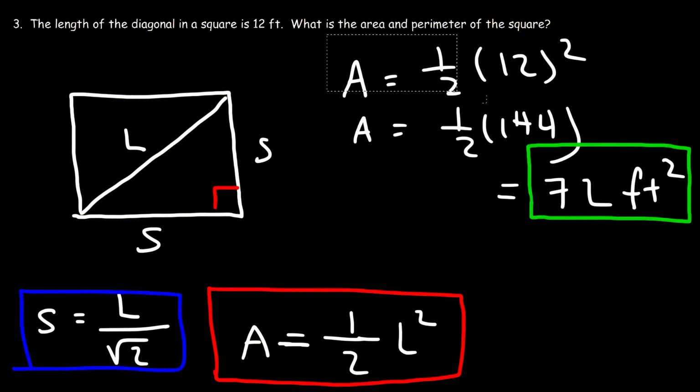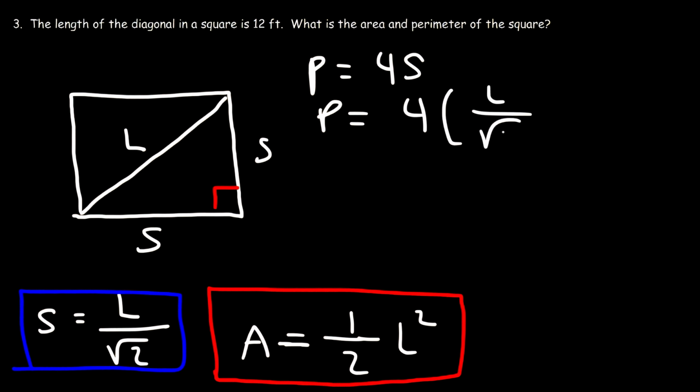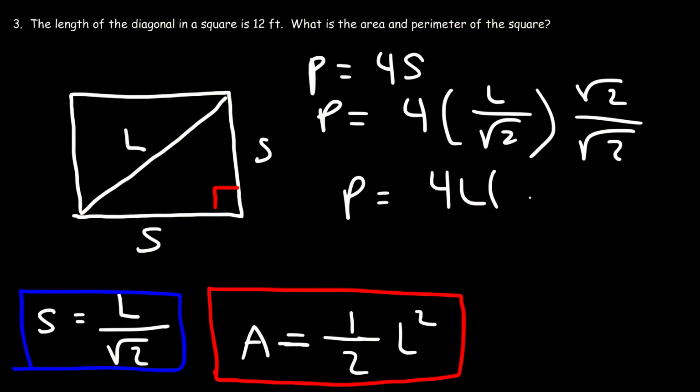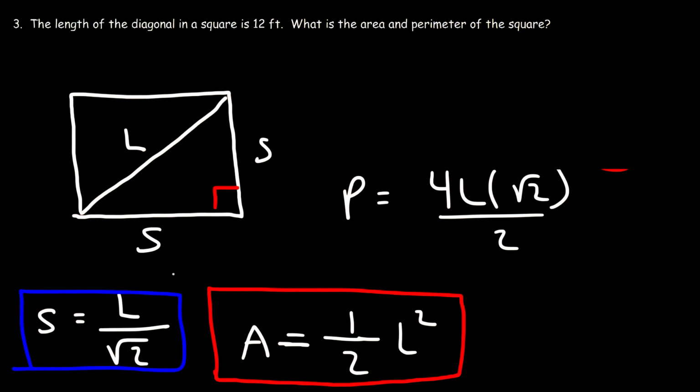Now, let's calculate the perimeter of the square. So the perimeter of the square, we know it's 4s. And in this problem, s is L over the square root of 2. So now I'm going to rationalize this expression. I'm going to multiply the top and the bottom by the square root of 2. So on top I have 4L times the square root of 2, and on the bottom the square root of 2 times the square root of 2, that's the square root of 4, which is 2. And now 4 divided by 2 is 2. So you could simplify these, replace that with a 2.